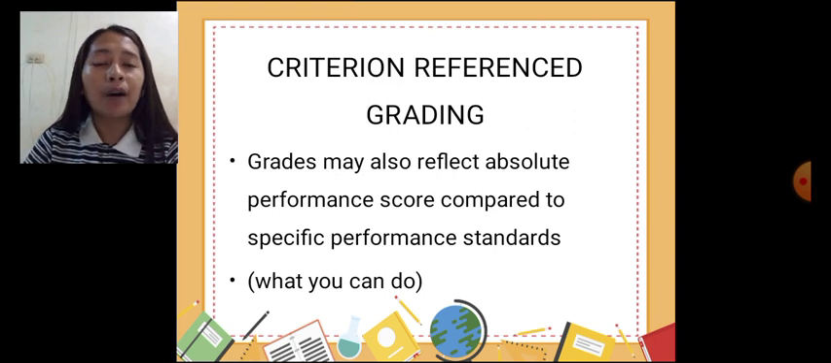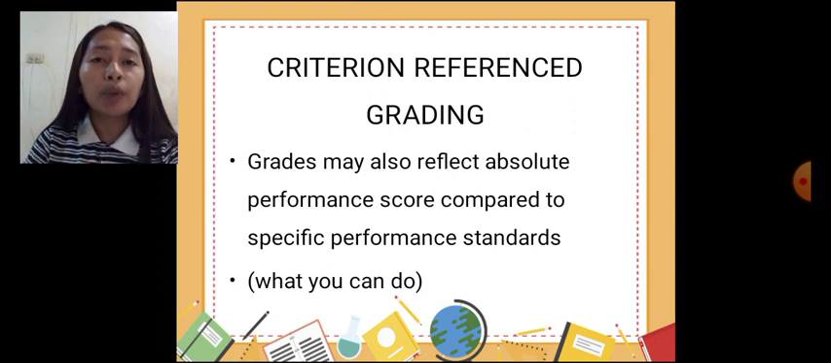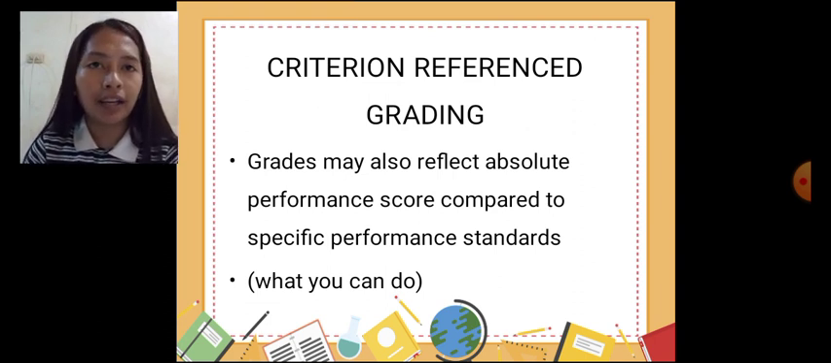In this criterion reference grading, the teacher will determine who are those students that meet the expectations and the objectives of the curriculum. Criterion reference grading is commonly used in college.